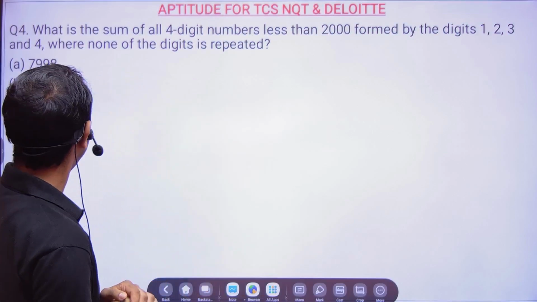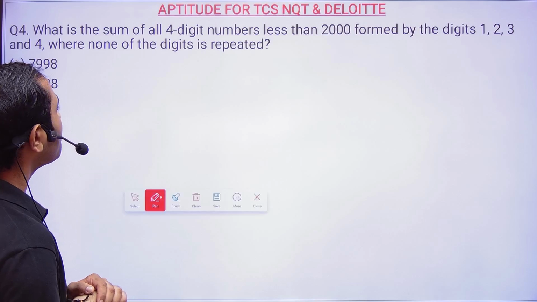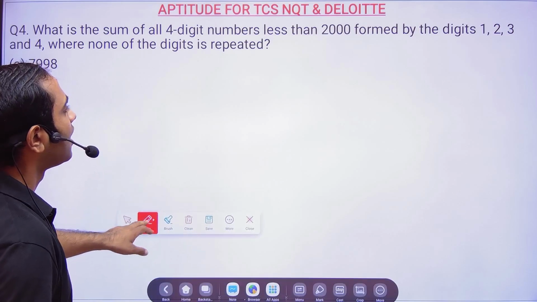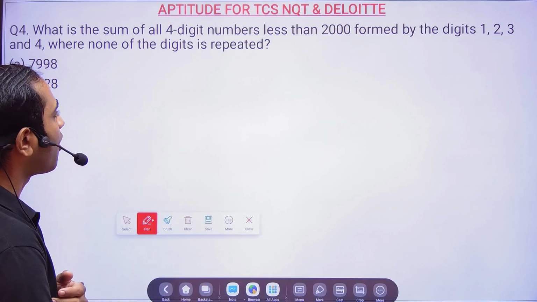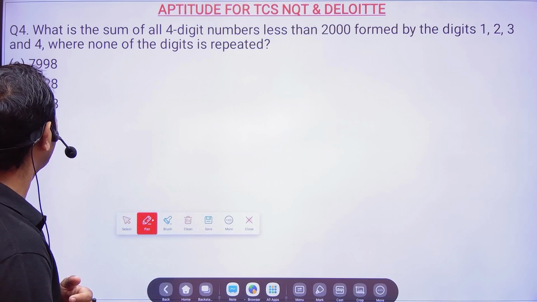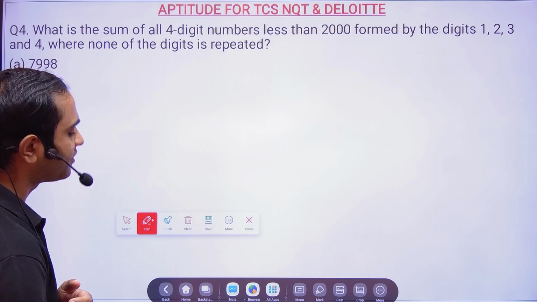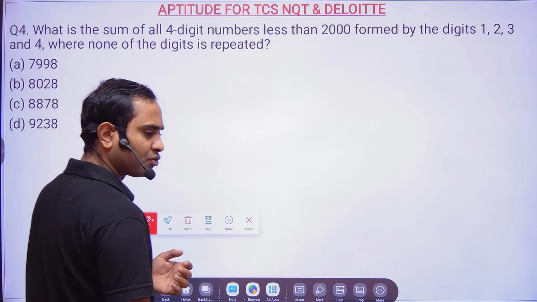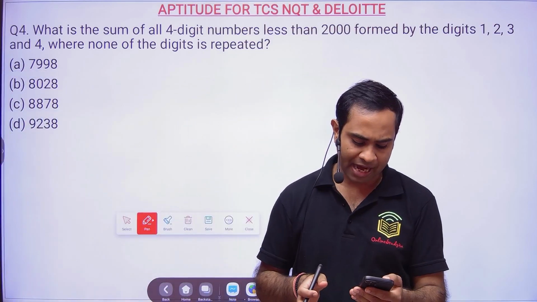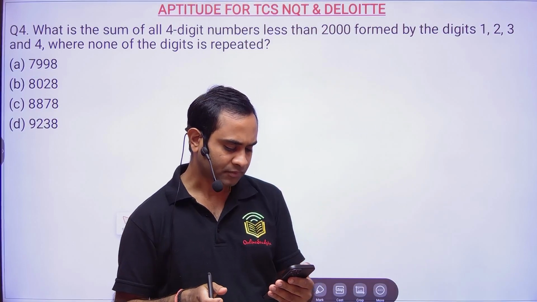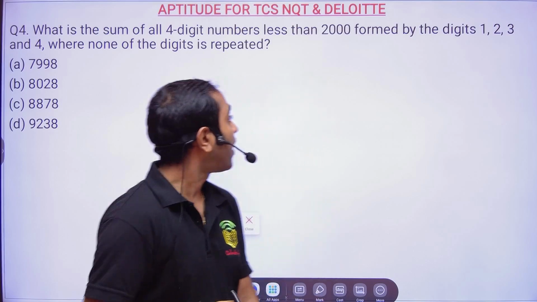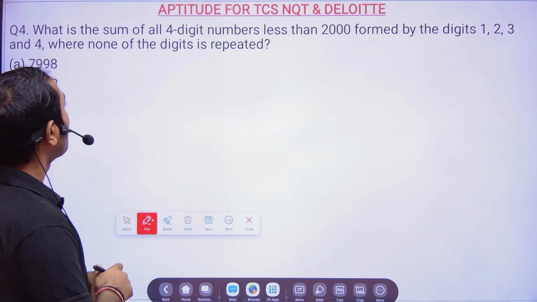Now, this is a wonderful question. What is the sum of all 4-digit numbers less than 2000 formed by the digits 1, 2, 3 and 4, where none of the digits is repeated? So none of the digits should be repeated, and you have to find out the sum of all the numbers.